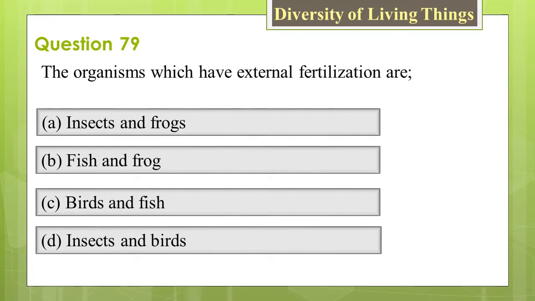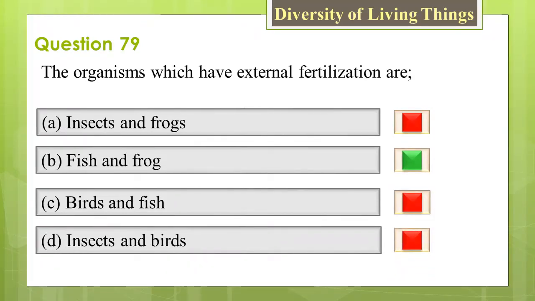Question 79. The organisms which have external fertilization are A. Insects and frogs. B. Fish and frogs. C. Birds and fish. D. Insects and birds. Which one of the following alternatives is the correct alternative? The best alternative is fish and frogs.